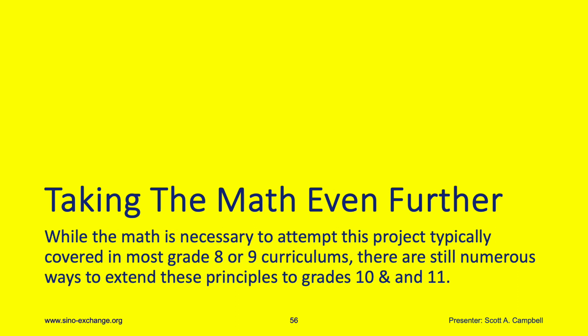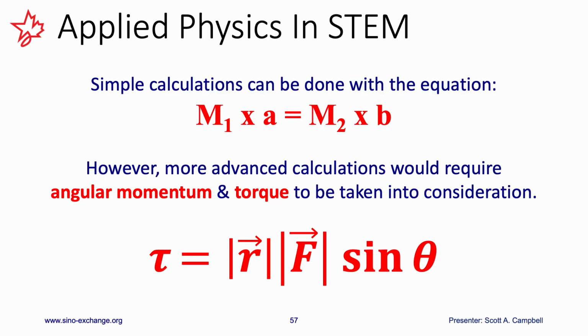Now, the method that I showed you earlier would be suitable if you were to do this project with an intermediate grade level. Therefore, I'm going to model how we can place what the students would be learning in a senior physics class into a suitable context. While the equation m1 times a equals m2 times b would reinforce what students would have learned in an intermediate science program, the equation for angular momentum and torque would allow us to solve the same problem using concepts from a senior level physics curriculum.